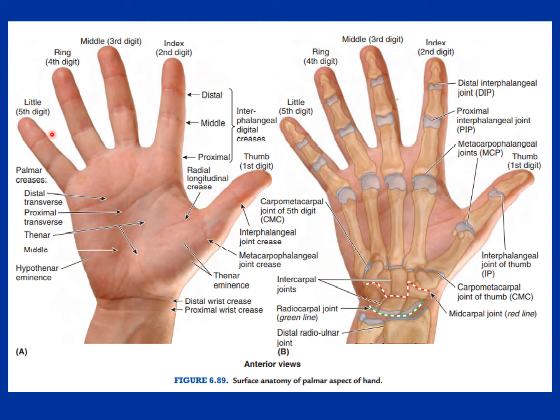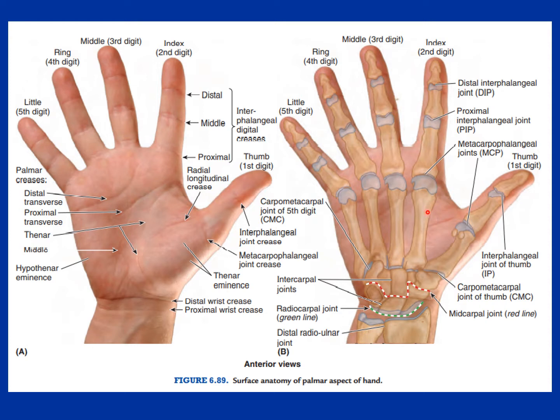Now we see that the center of the palm is a concave area as compared to its medial side as well as its lateral side. The lateral projection or convexity of the palm is known as the thenar eminence, this one, and the medial convexity is known as the hypothenar eminence. And in the center, we have the concavity of the palm.